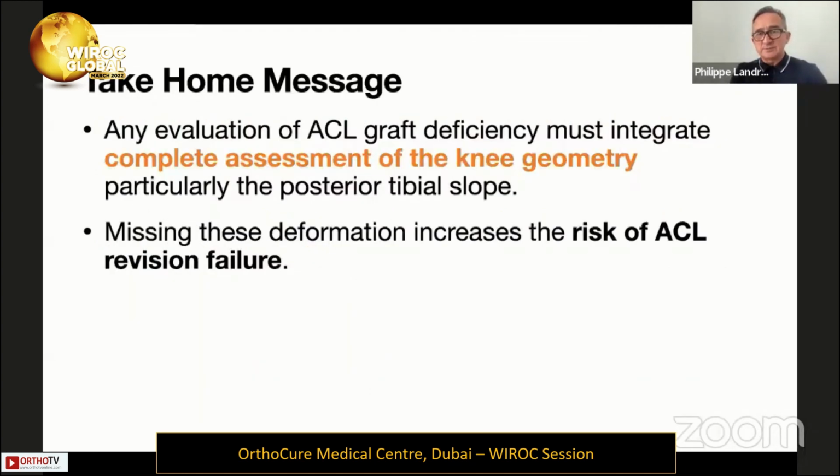So the take-home message: when we do a revision, either a revision from another colleague or your own revision, we always need to learn something. What we can learn from this is that any evaluation of ACL graft deficiency or knee deficiency must absolutely integrate a complete assessment of the knee geometry, particularly the posterior tibial slope in this case, because if you miss this deformation assessment, clearly you can increase the risk of ACL revision failure.